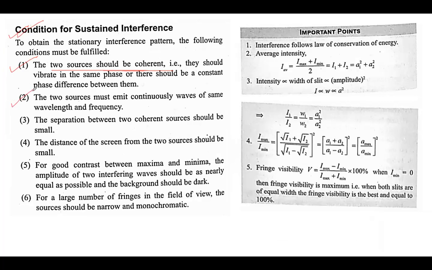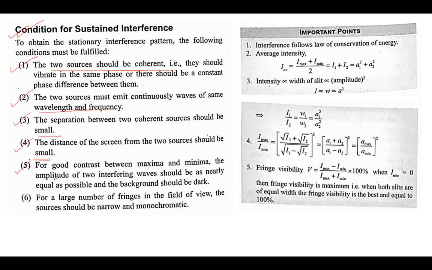Second, the two sources must emit continuously waves of same wavelength and frequency. तीसरा, the separation between two coherent sources should be small. चौथा, the distance of the screen from the two sources should be small. Right. तो wavelength और frequency same होना चाहिए. Separation इनके बीच का small होना चाहिए. Distance of screen from the two sources should be small. जो capital D है वो small होना चाहिए.